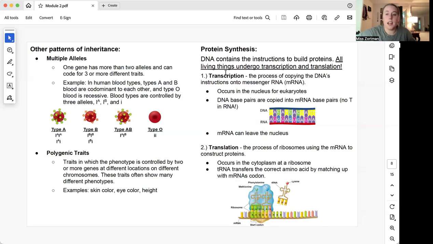So DNA, because it's double-sided, can't get out, which is why we create the next molecule, which is mRNA or messenger RNA. Remember, RNA is single-stranded, and it's actually going to be able to fit through the holes in the nuclear membrane so that it can leave that location.